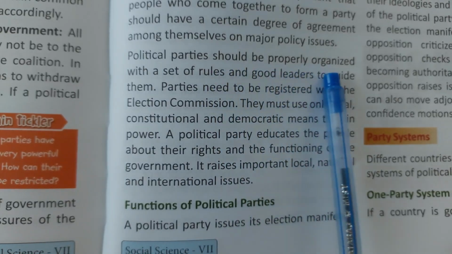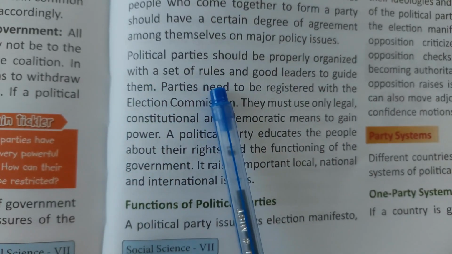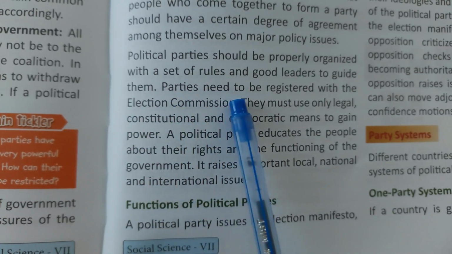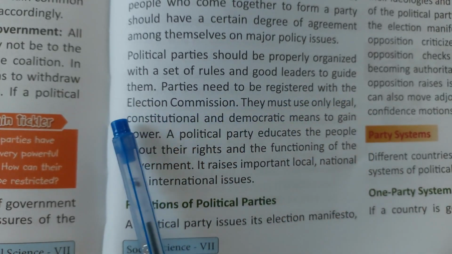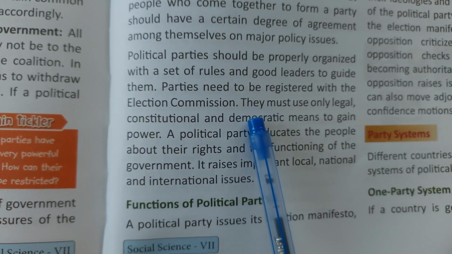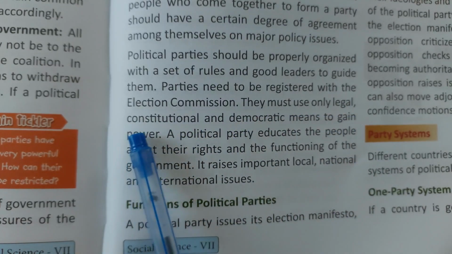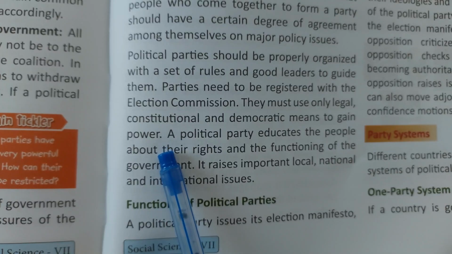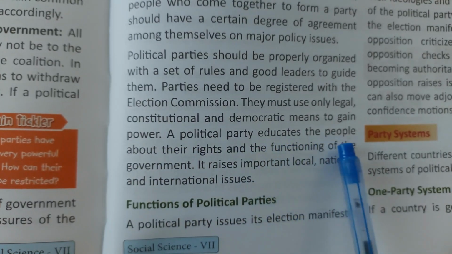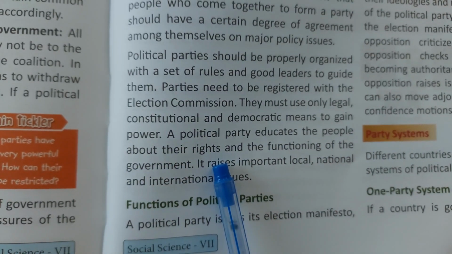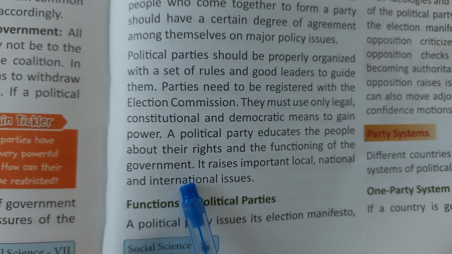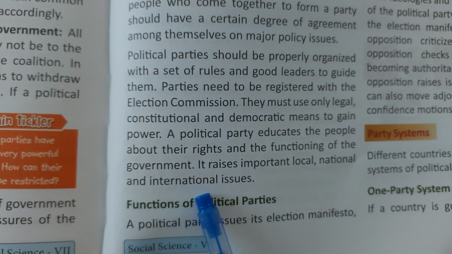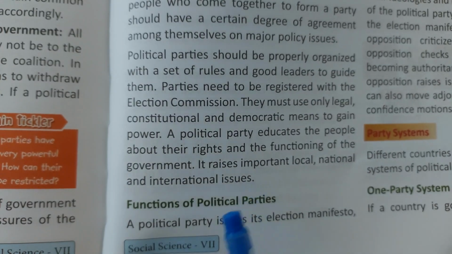Political parties should be properly organized with a set of rules and good leaders to guide them. Parties need to be registered with the Election Commission. They must use only legal, constitutional, and democratic means to gain power. A political party educates the people about their rights and the functioning of the government. It raises important local, national, and international issues.